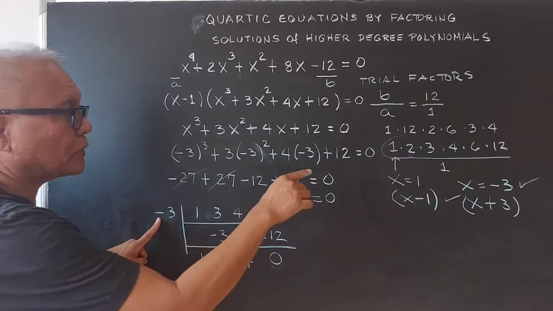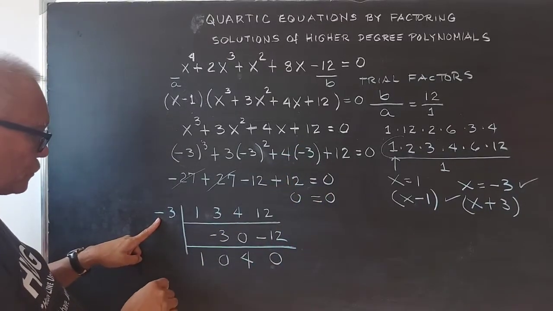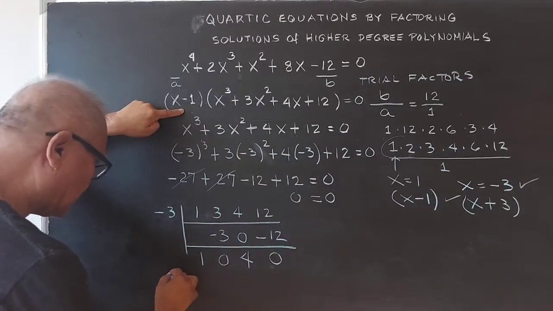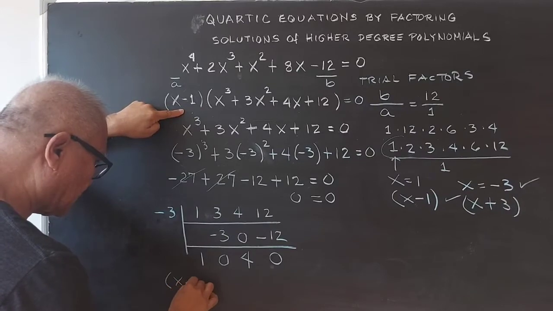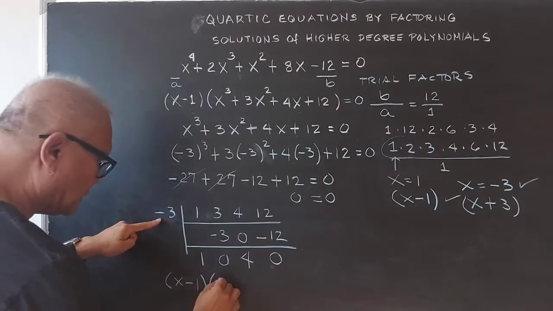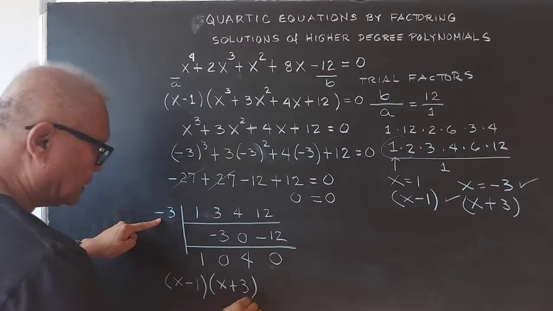And we have x plus 3 there as our factors. So we can write again. This one, we equal this one. So we have x minus 1. And then the second one is x plus 3.